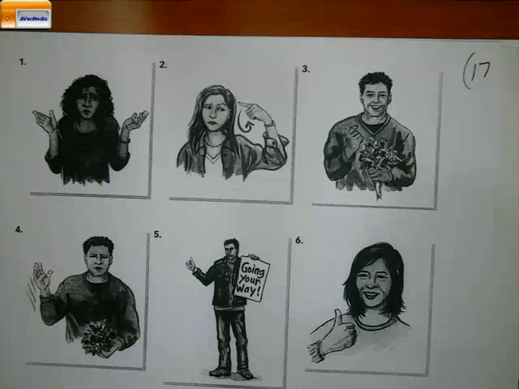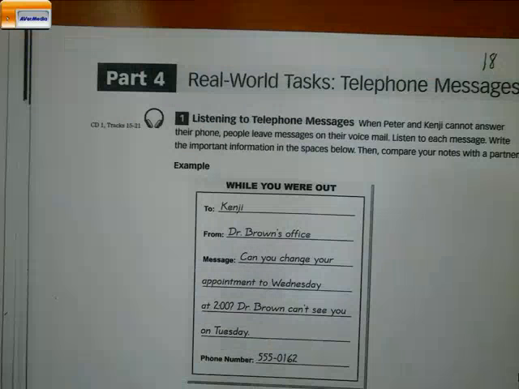And number 6 and 7, typical body language today. Number 6, good, not good. Ups and downs, thumbs up and thumbs down. Just a little diversion about language.